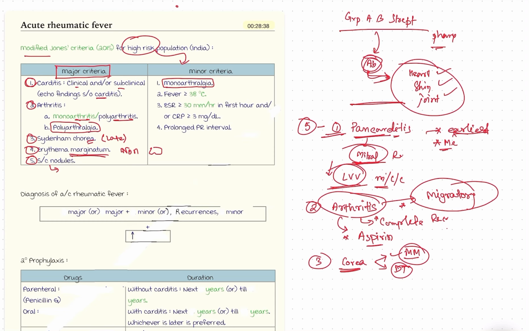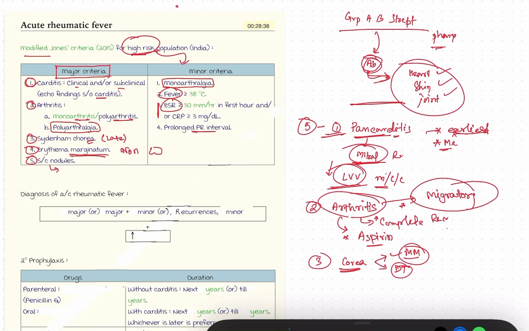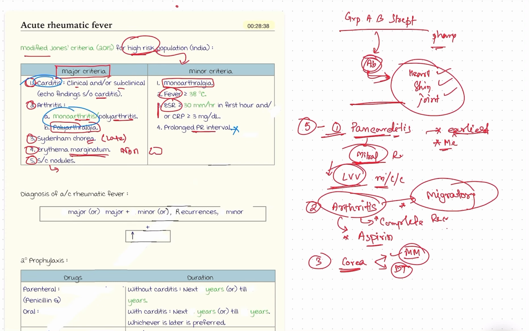Minor criteria: for the high risk population, you have fever, monoarthralgia, ESR, and CRP. They are considered one criterion, and prolonged PR interval. Now please do remember, if you are considering carditis as a major criterion, then prolonged PR interval is not considered a minor criterion. If you are considering arthritis as a major criterion, then monoarthralgia won't be considered a minor criterion.